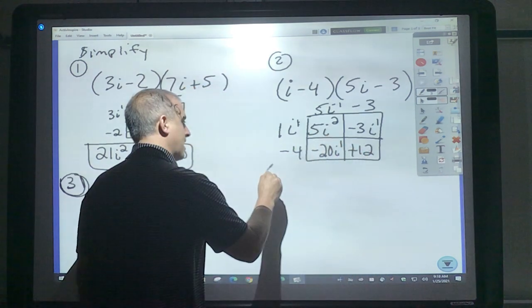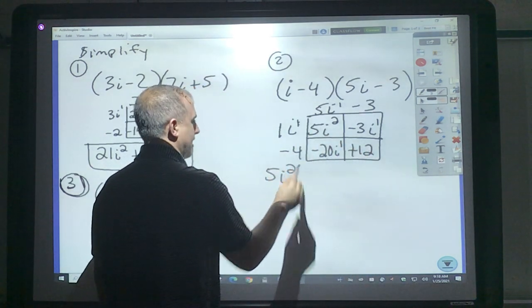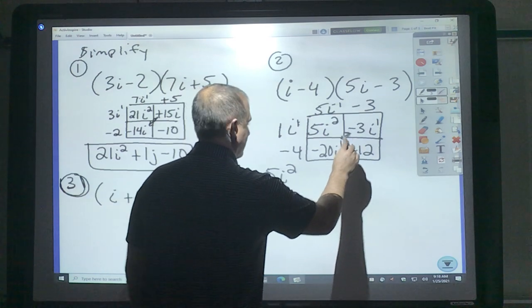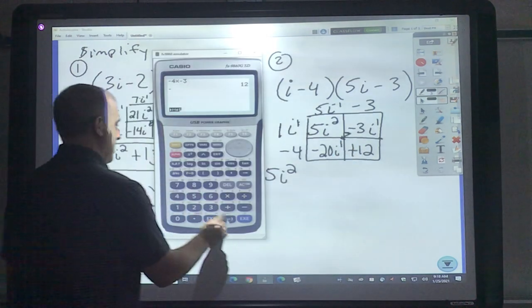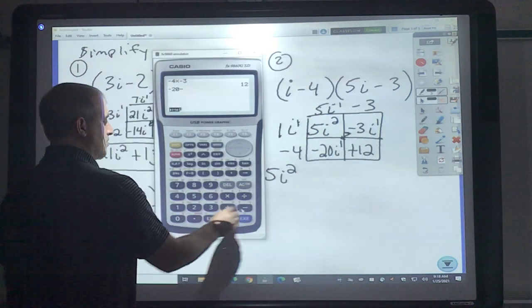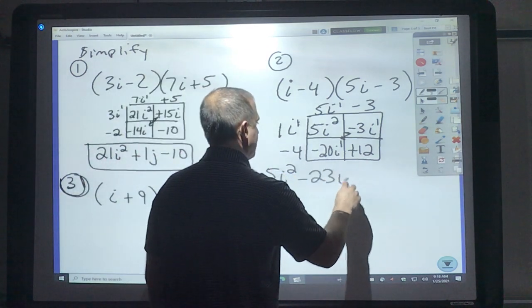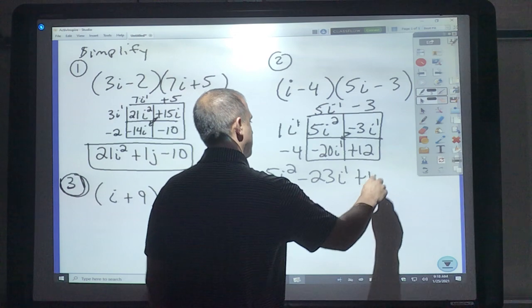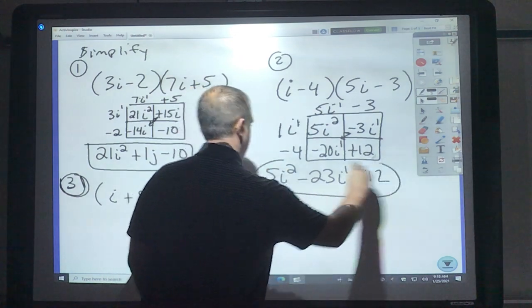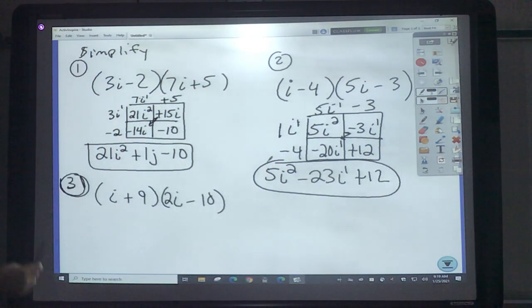Now, once again, the 5i squared, that's easy. These two are alike. So the way they go into the calculator is -20 minus 3, just the signs you see, which would be -23i to the first, and then this would just be 12. All right, let's do one more example, and I'll give you guys a couple of those to try.